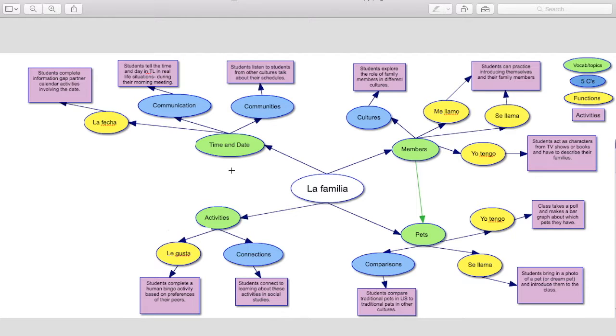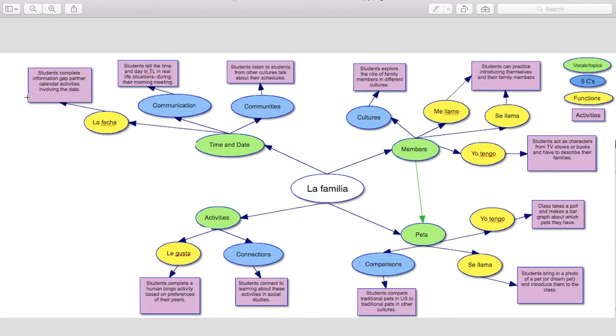So in a real life class, a performance assessment I might have the students do is planning a birthday party for a family member. And an important part of any kind of party or birthday is talking about the time and the date. So for now, we're just going to focus on the date, but later on the time will come in.